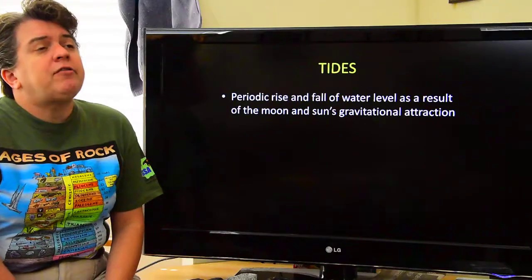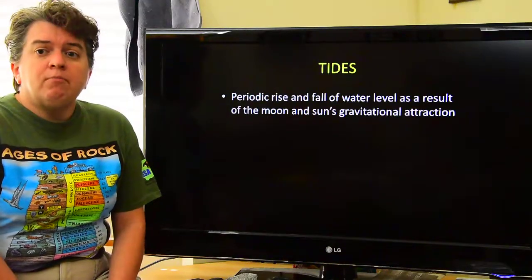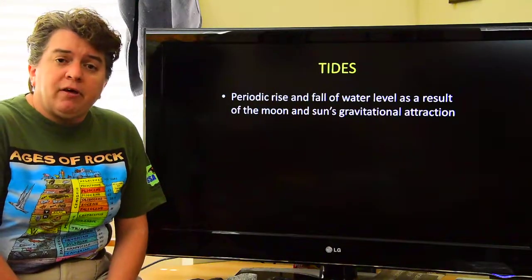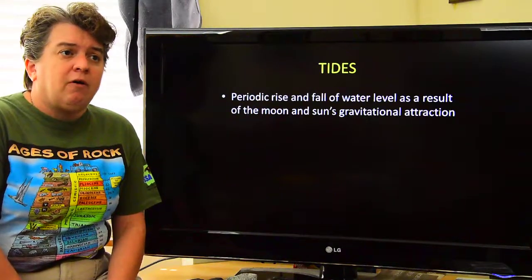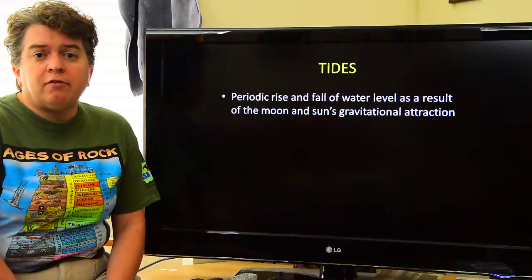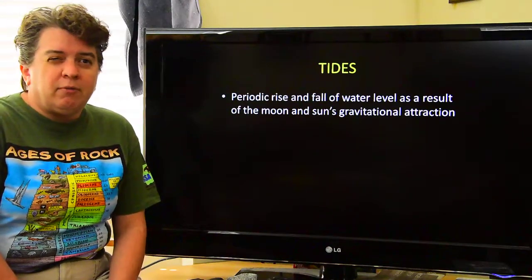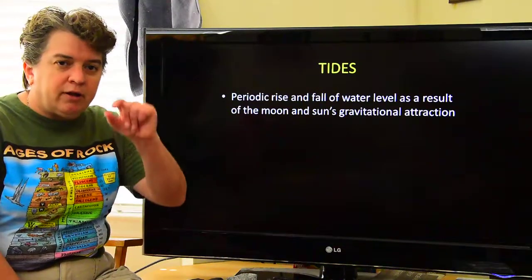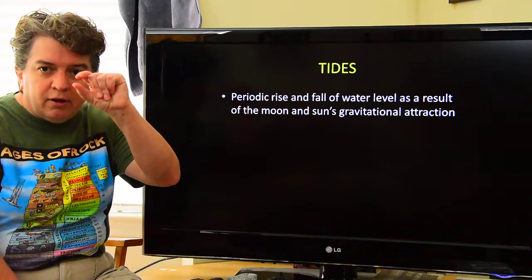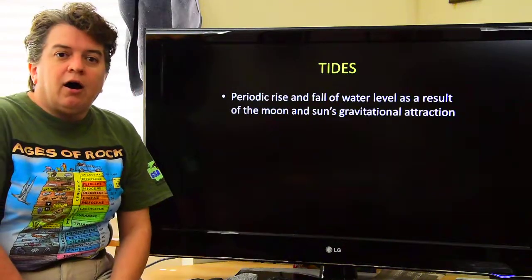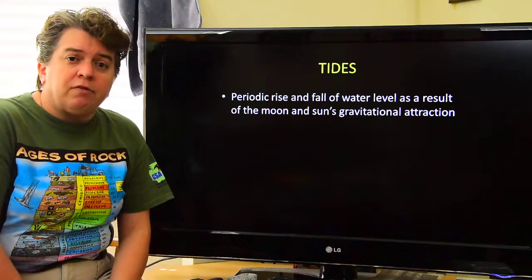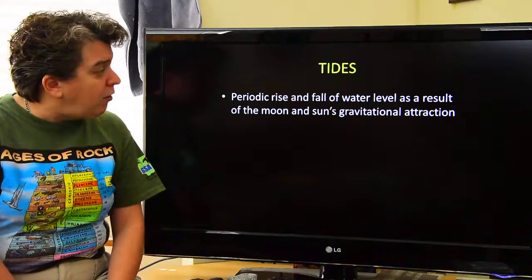When you are at a coastal area, most coastal areas are going to be affected by tides. Now, all the oceans are affected by tides. The Great Lakes are not. And, I mean, that's a mild lie. The Great Lakes have tides that are this big. So, not very big. So, we don't worry about tides in the Great Lakes, but we do in the oceans.